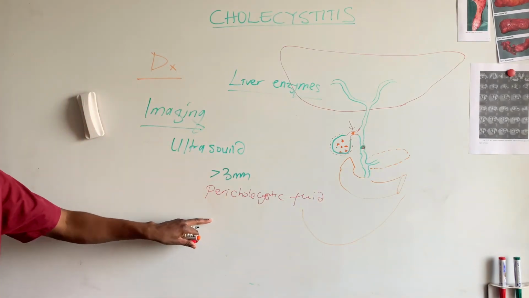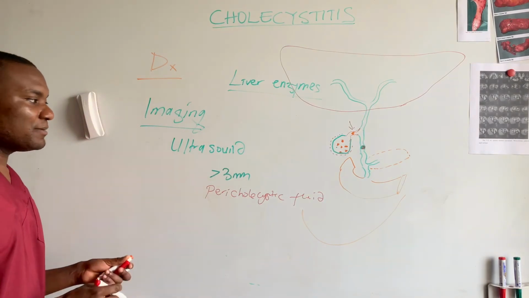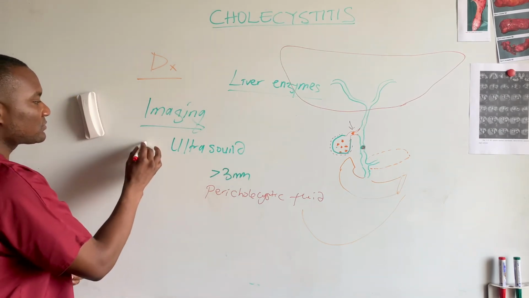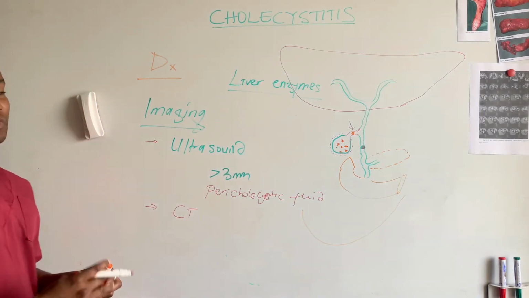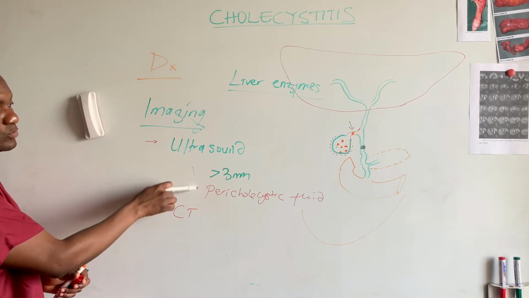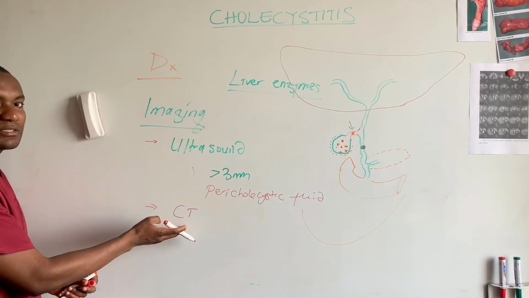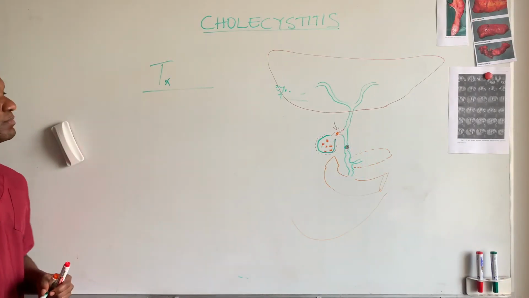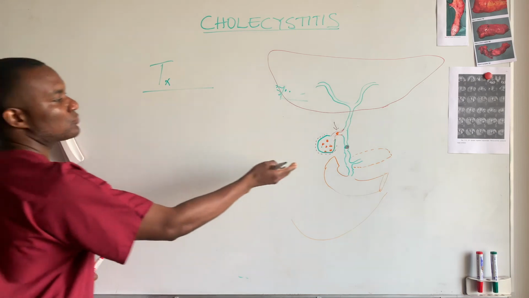Once this is seen, you don't really need to progress to other forms of imaging. Given your labs, you can actually start your treatment from this point. However, you can also add a CT scan, maybe to rule out other pathology. But once you see these two things, these signs, with the ultrasound, there's really no need to progress to CT scan. Now we will talk about treatment. So how do we solve this problem? How do we treat patients with cholecystitis?